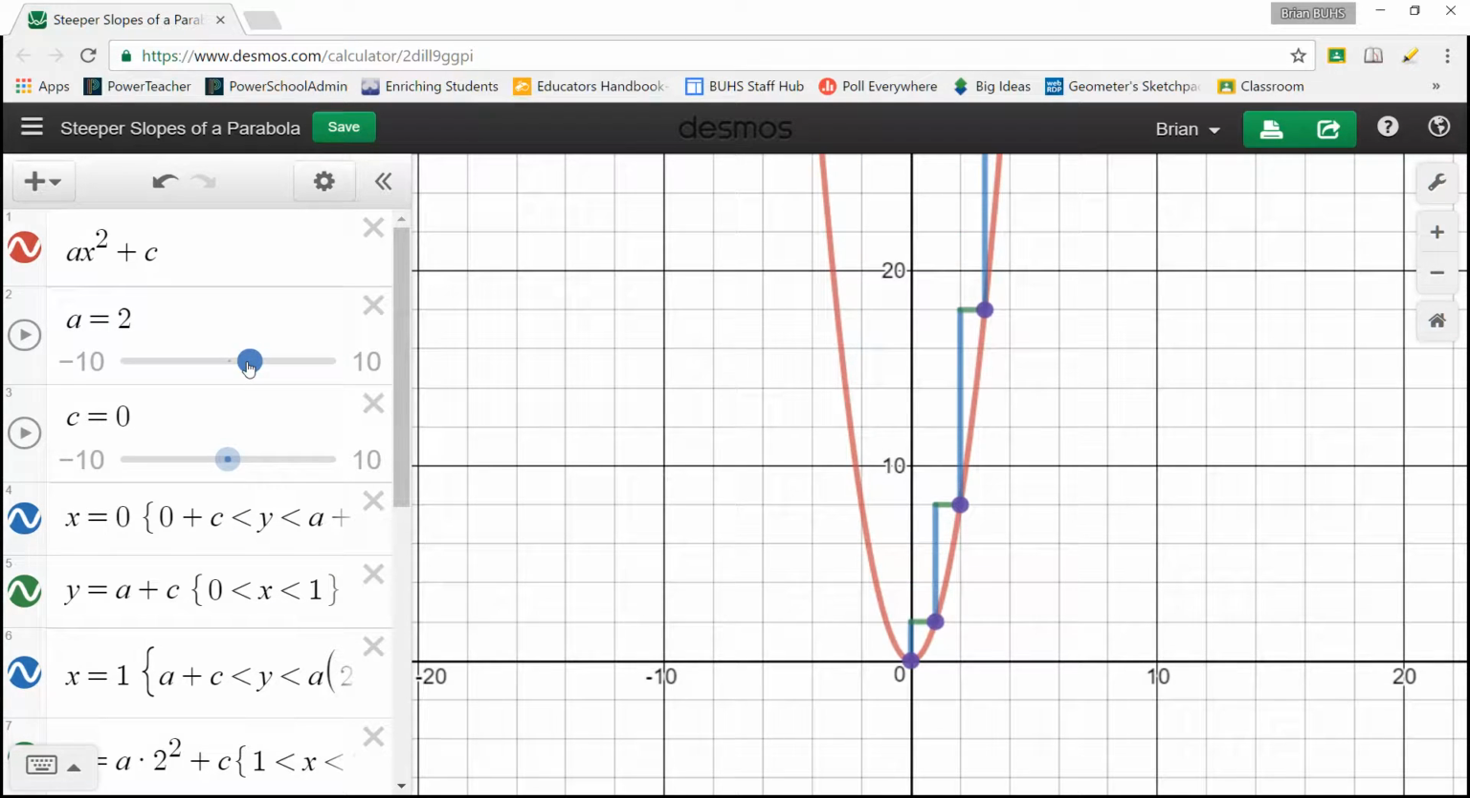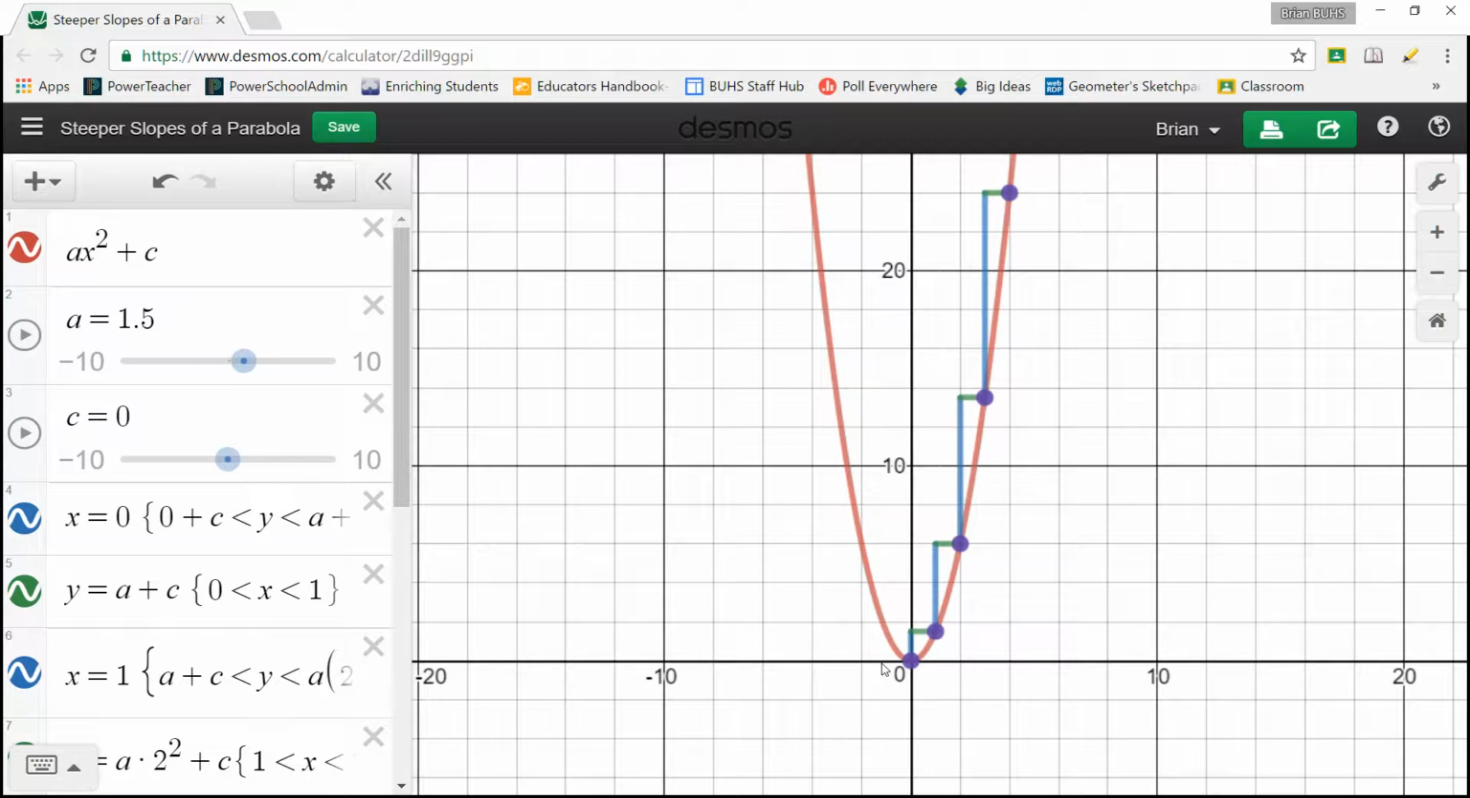And I can also have decimal amounts, right? 1.5, so it's going up 1.5 over 1, and then up whatever 3 times 1.5 is, 4.5. Yeah, 4.5 over 1, and then whatever 5 times that would be, 7.5 over 1. So yeah, it is possible to do that.